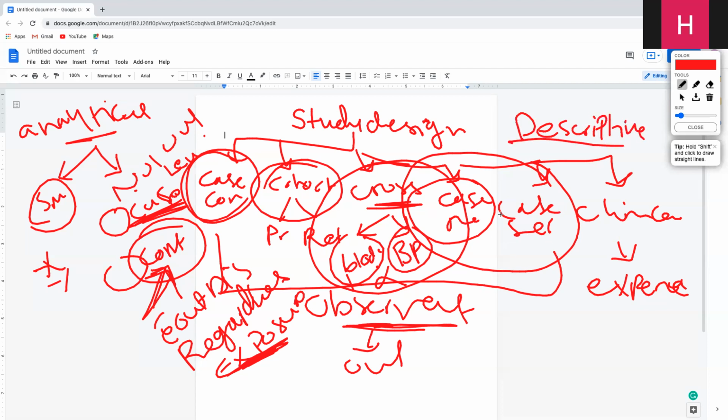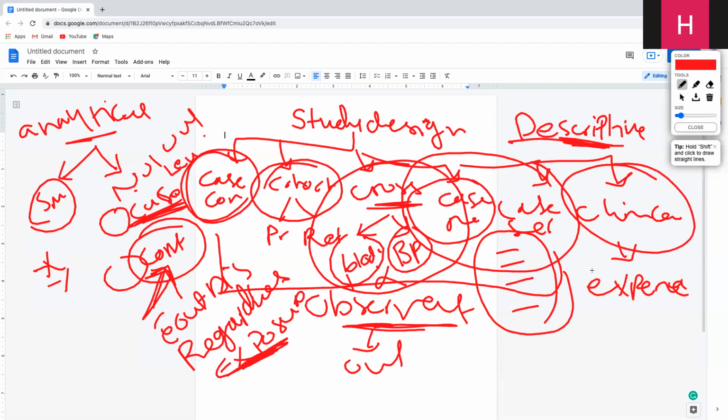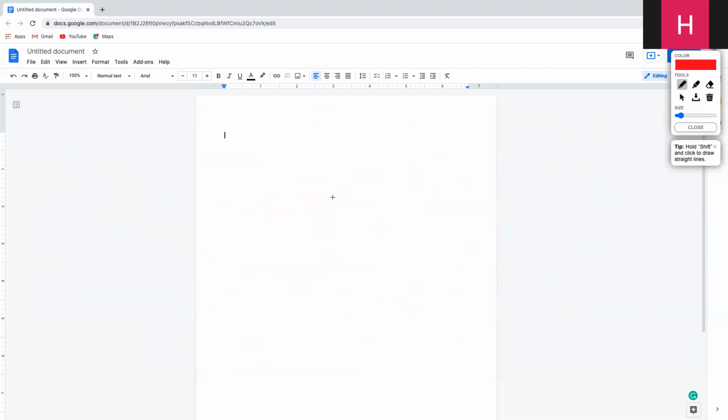So you're just describing that this patient came, he has these symptoms, his physical exam was like that, he was on this medication, we gave him this medication. So you're just describing, and that's why we call it descriptive studies. The case report is one case, the case series is multiple cases. And the clinical trial, this is not an observational study.